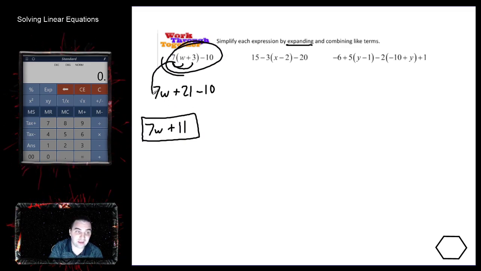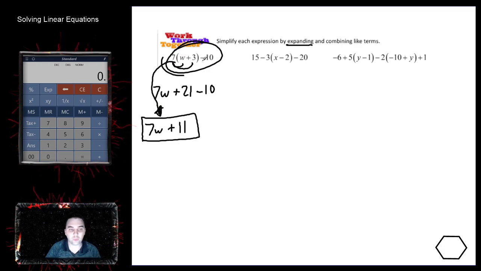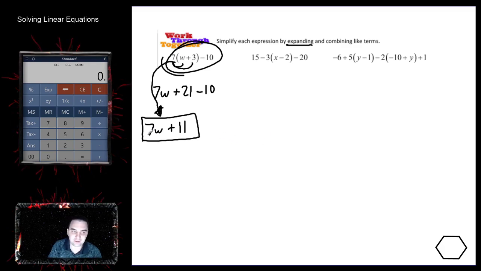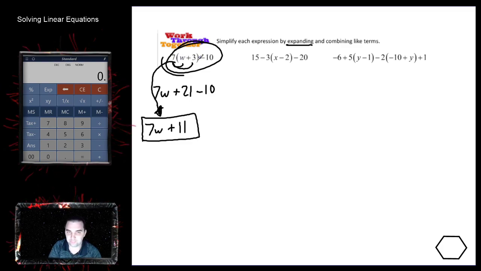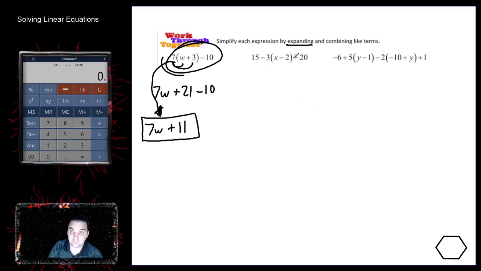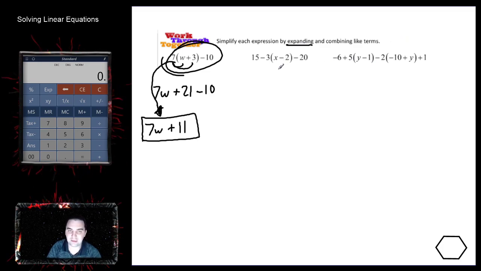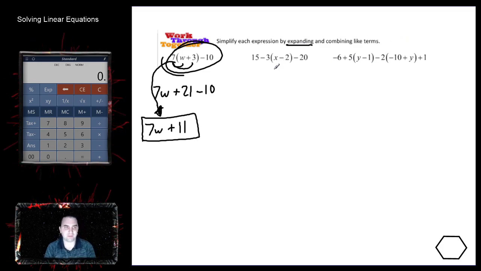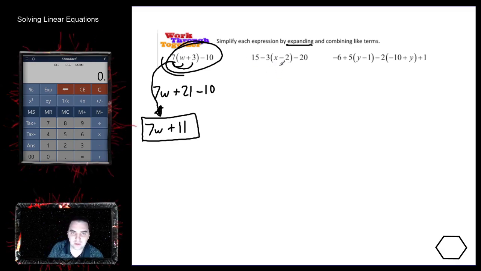They are exactly the same thing, they mean the same thing, there's no difference except in the way that we represent it. I think 7w plus 11 is a lot easier to look at than 7 times w plus 3 minus 10. And you'll kind of see that even more with these next crazy ones. They get easier. This is like the only kind of math where you're actually making it easier in the process of solving it. Okay, so 15.